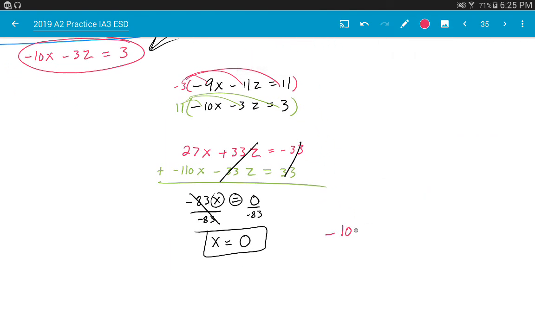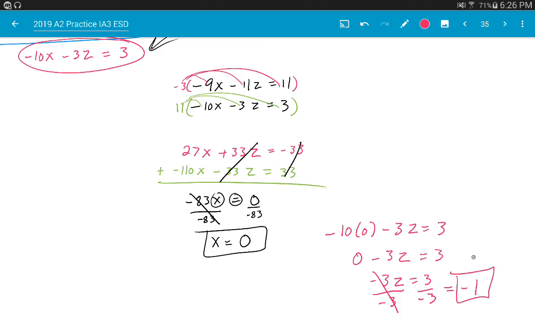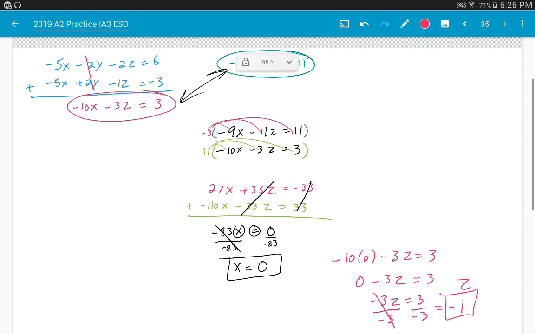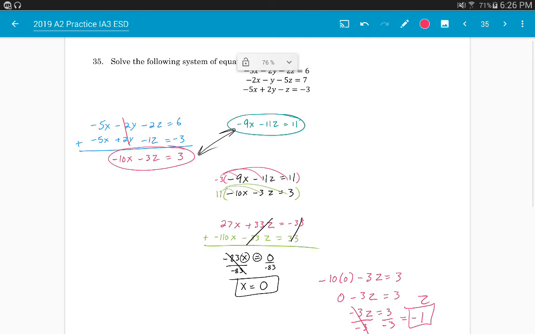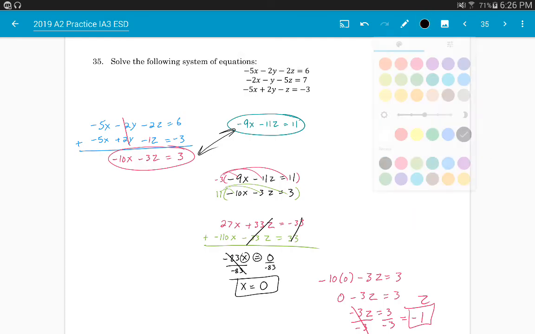So negative 10x minus 3z equals 3. Well, that's just 0. So 0 minus 3z equals 3. That's just negative 3z equals 3. And when I divide by negative 3 on both sides, I'm going to get that z equals negative 1. Okay, so I got x, I've got z. All I need to do now is go up to the top, plug in and find y. And then I'm 100% done.